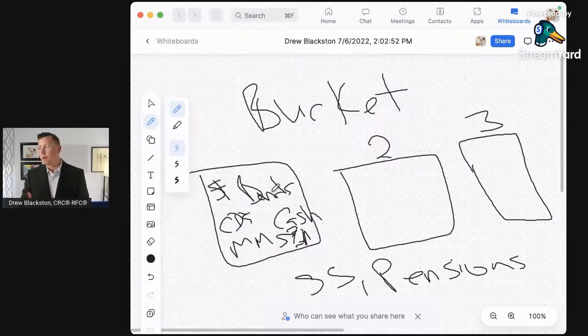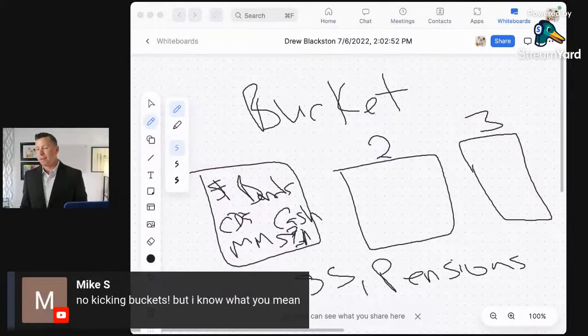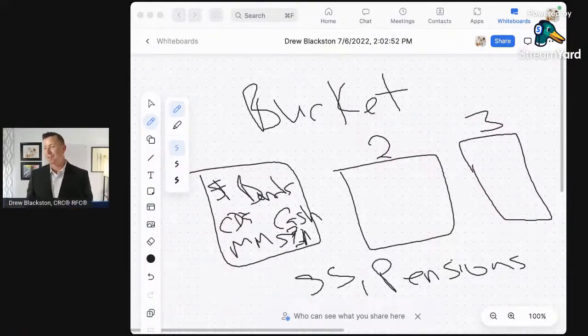No kicking buckets. Thanks, Mike. Good comment here. No kicking buckets, but I know what you mean. Yeah, we don't want to kick a bucket. We want to be topside for as long as possible.